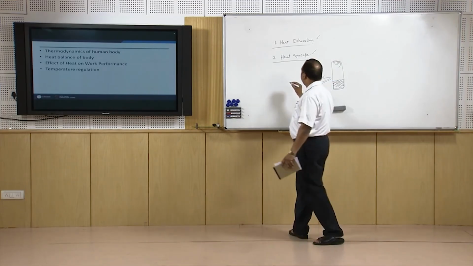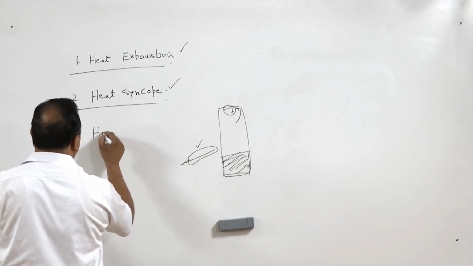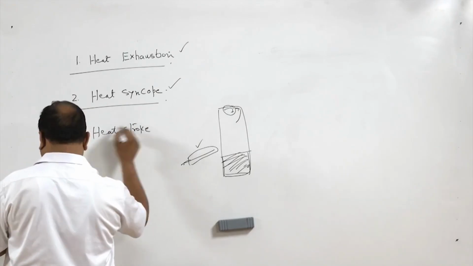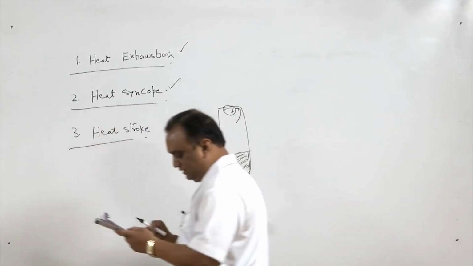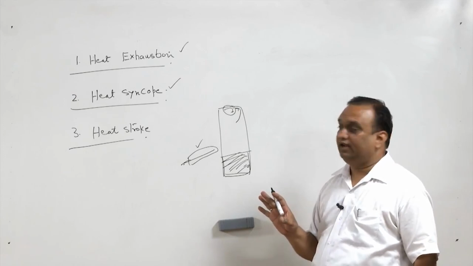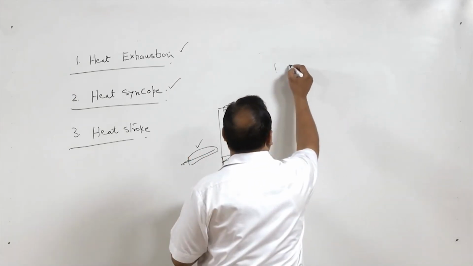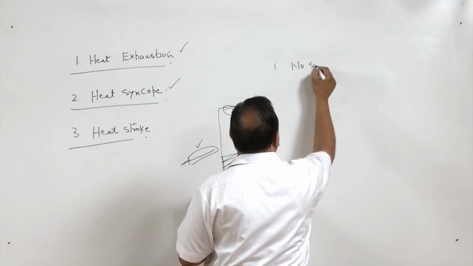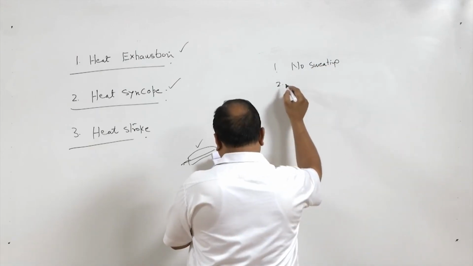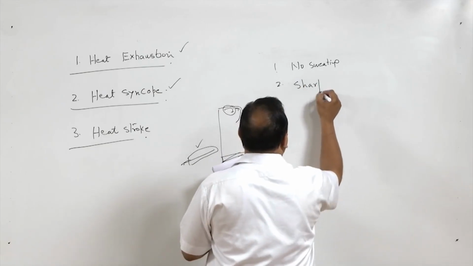Now, the third is heat stroke, which I was talking about earlier. In heat stroke there is no sweating, and it can be fatal also. In heat stroke there is a sharp body temperature rise.